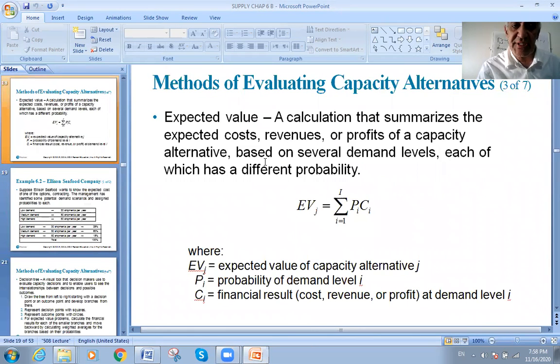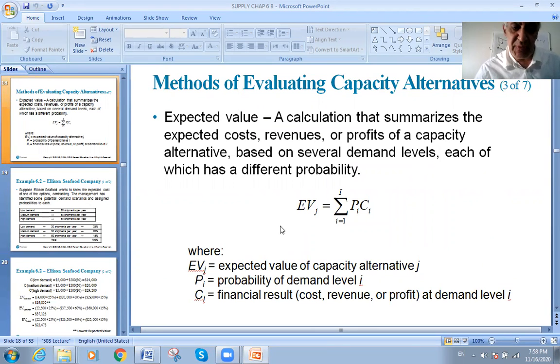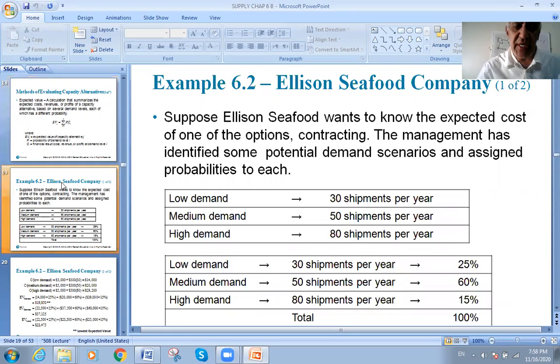Here are the calculations, the methods of evaluation. We will get the expected value. The expected value equals the summation of P, the probability, times the financial results, whether it's costs, revenues, or whatever. So we will do multiplication. It's very easy. When it's just formulas it looks difficult, but when you come inside it, you will find it very easy right away. So here it is, before drawing it.